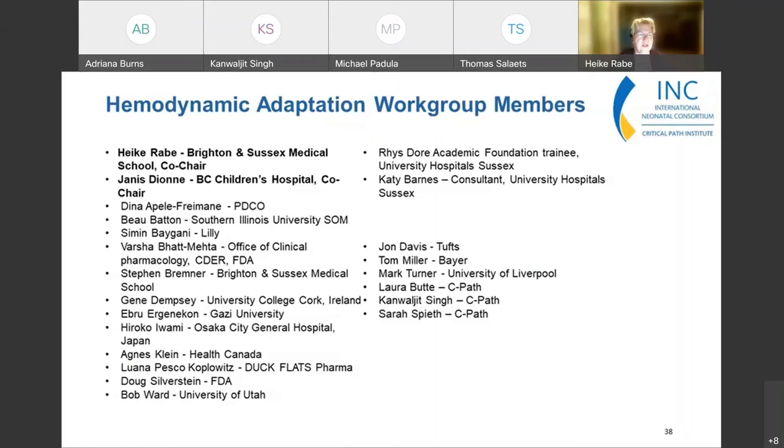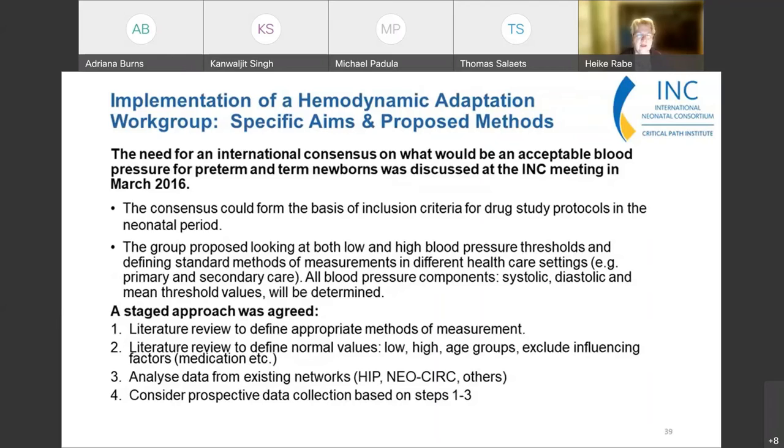What were the aims of our working group when we started the INC, especially around hemodynamic adaptation? We identified that it's really difficult to have proper inclusion criteria which could form the basis of drug study protocols, either for circulatory failure but also for high blood pressure in the newborn. And we decided to do a staged approach by checking what was available in the literature and to find out what could be the definition of appropriate measurements of blood pressure.